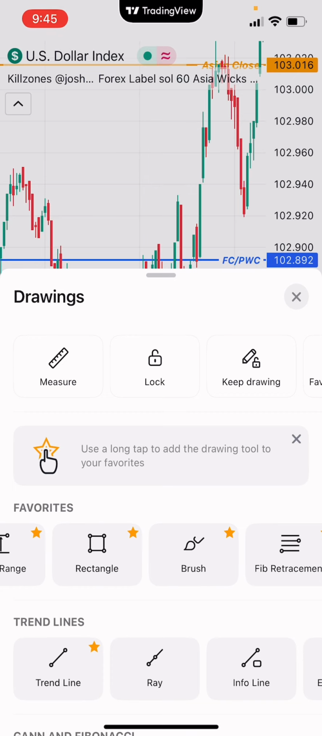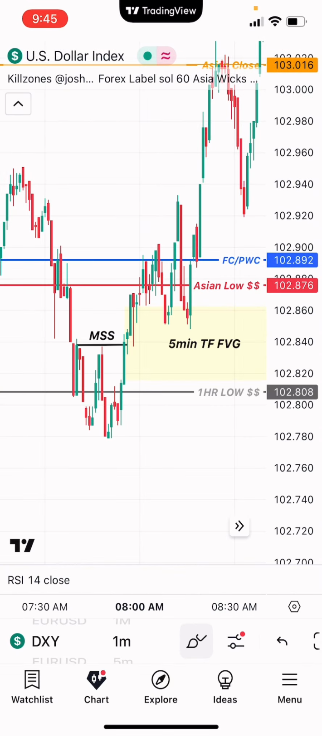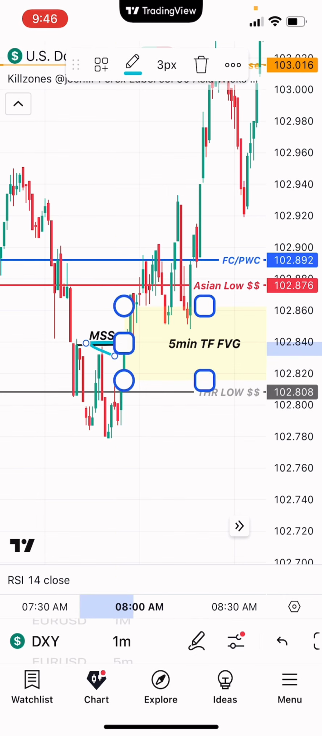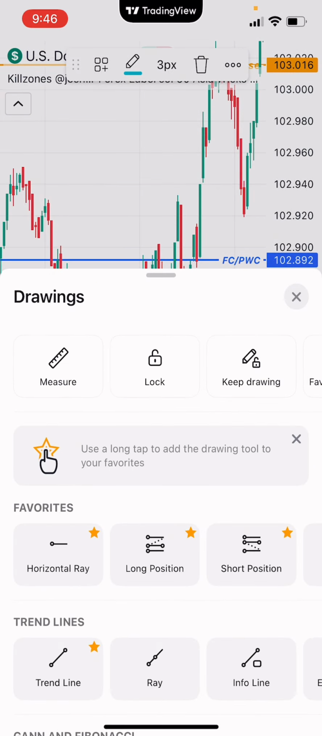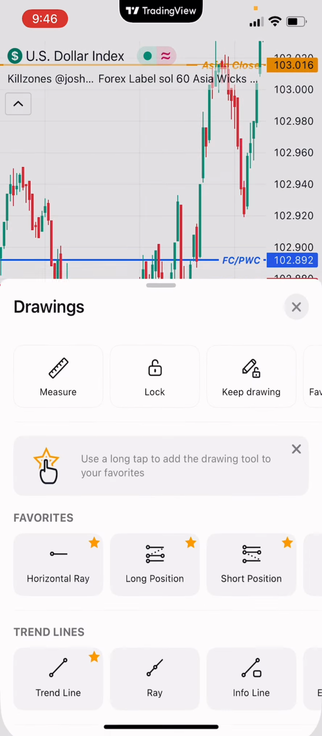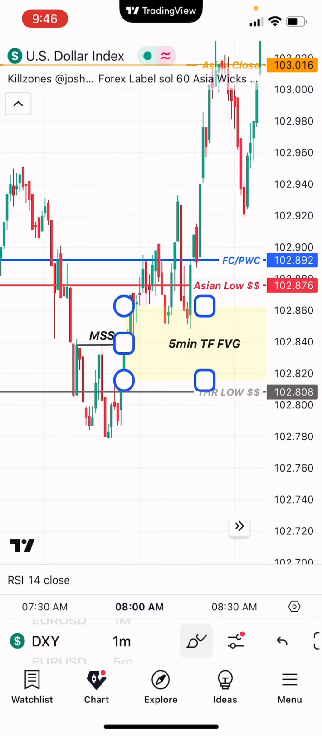So I saw that, as I said in my past video, price is fractal. Anything that is happening on the 1 minute time frame is happening on the 5-minute, 3-minute. I saw that price made a market structure shift here. That is shift structure, showing us that we are bullish in the market.